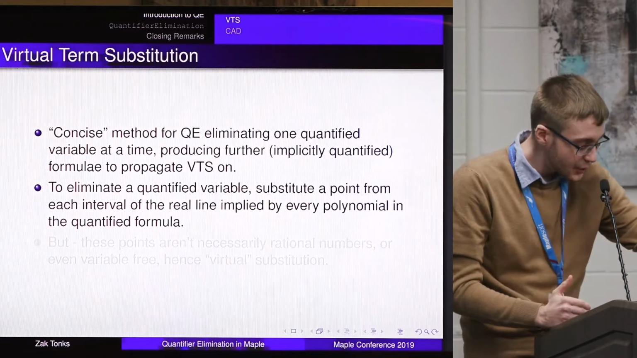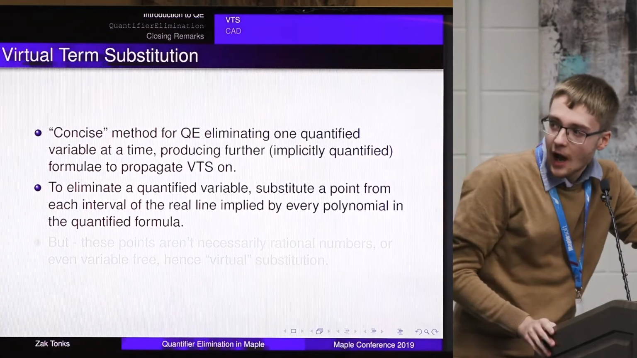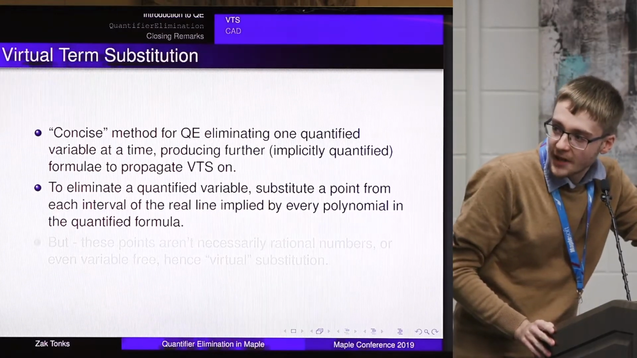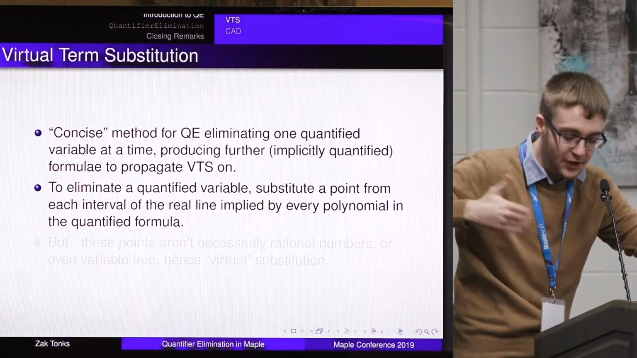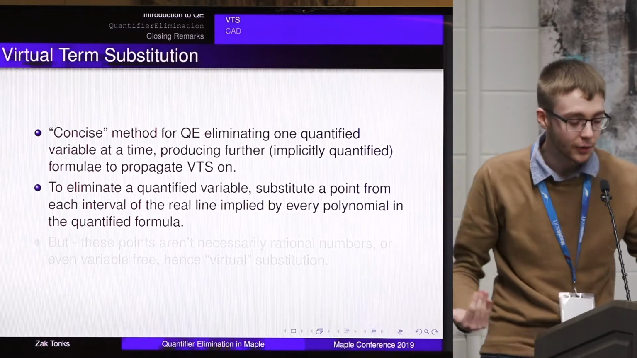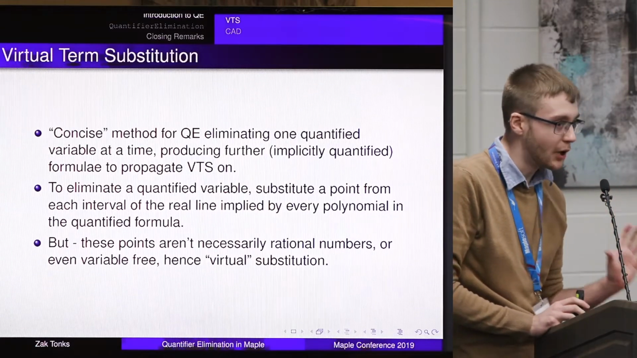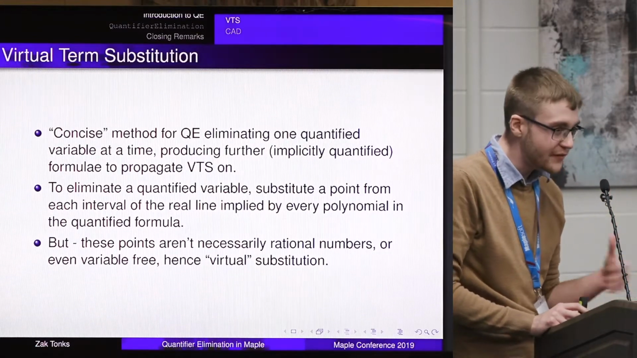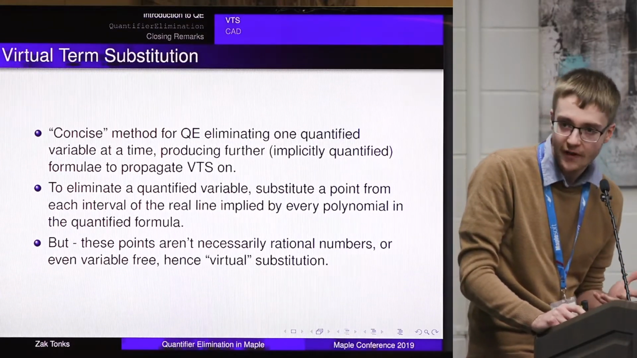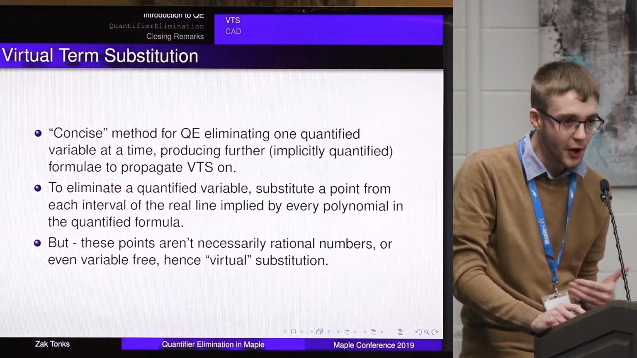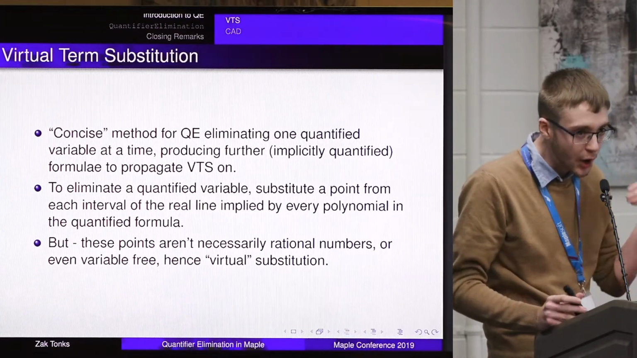So the idea is to eliminate a quantified variable. You want to look at all the polynomials in your formula, in all the constraints, and substitute a point from each interval of the real line implied by every polynomial in the quantified formula. These polynomials are defining intervals, and I want to hit every interval. But that's weird, because I'm viewing these as recursive polynomials, so the coefficients of these polynomials describe the root expressions for that polynomial, but these coefficients are polynomials in themselves. So the points I'm trying to substitute aren't even rational numbers. They're going to be polynomial expressions, right?